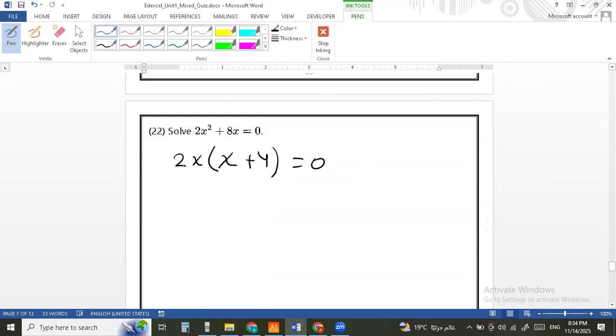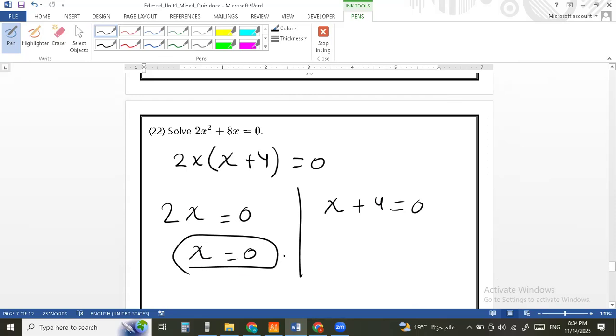How can I solve this? They are multiplied, right? So separate them. 2x equals 0. x plus 4 equals 0. So x equals 0 divided by 2, which is just 0. Or x equals negative 4. That's it.